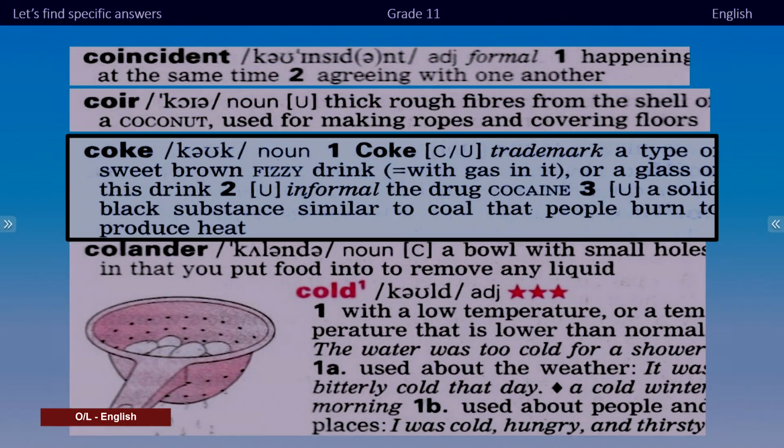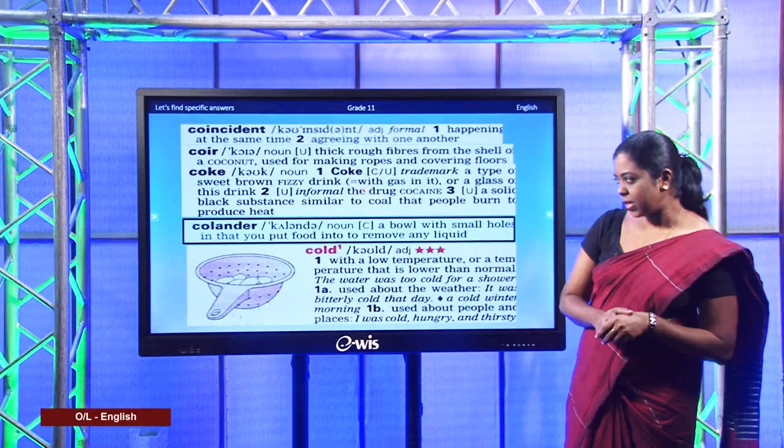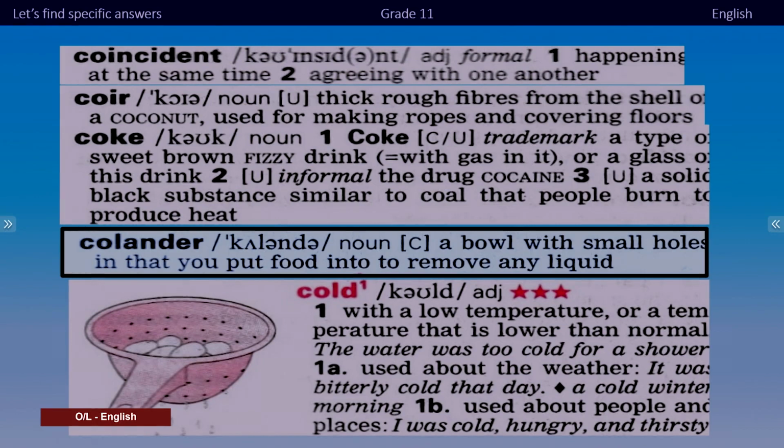And the third word is something which you are very familiar with. That is the brand name of a drink. What is it? Coke. Fourth one, what was the question? A word for a utensil, a container, I told you. You can see the picture here, right? Okay, what is the word? It's the colander, right? This is a bowl with small holes in that. You put food into it to remove any liquid. You can clearly see the picture.